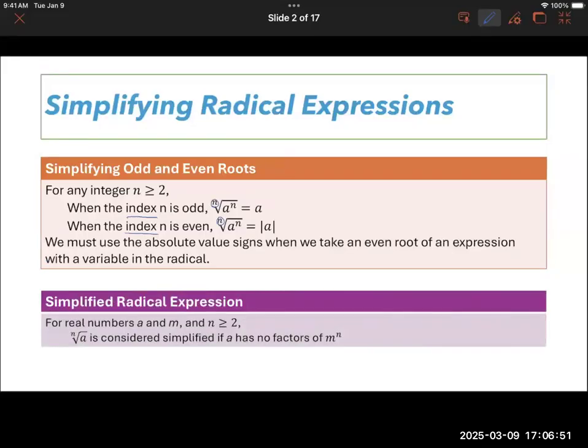A simplified radical expression is one in which you have no factors of m to the n power in an nth root of a. So if you can break your a down into factors, and you can come up with a factor that is something to the nth power, depending on what that index again is, then you need to take that out in order for your radical to be considered simplified.